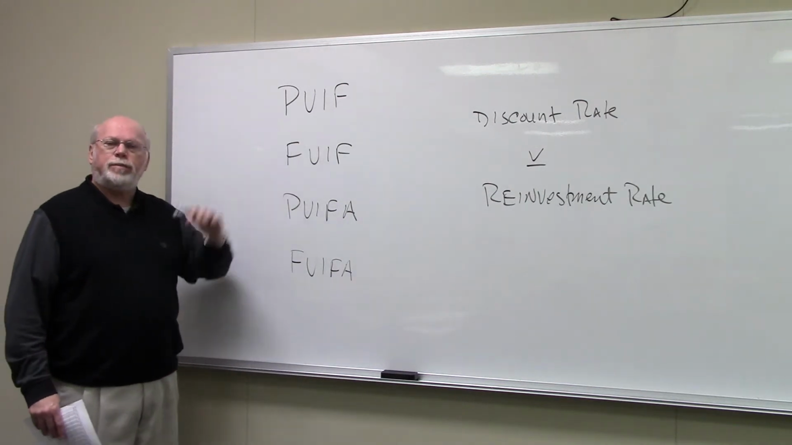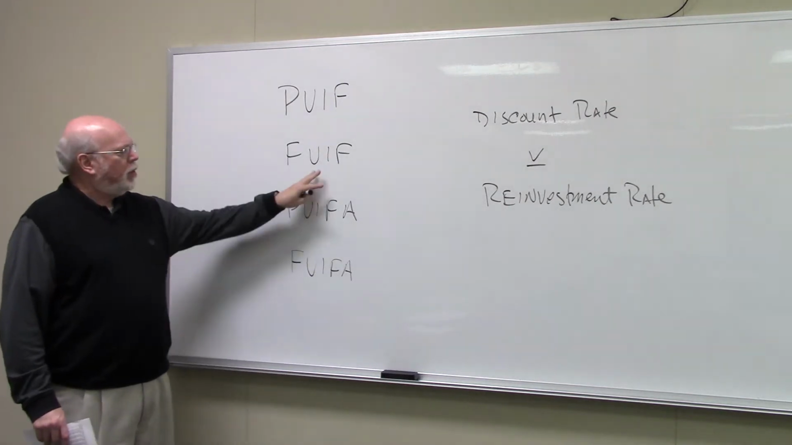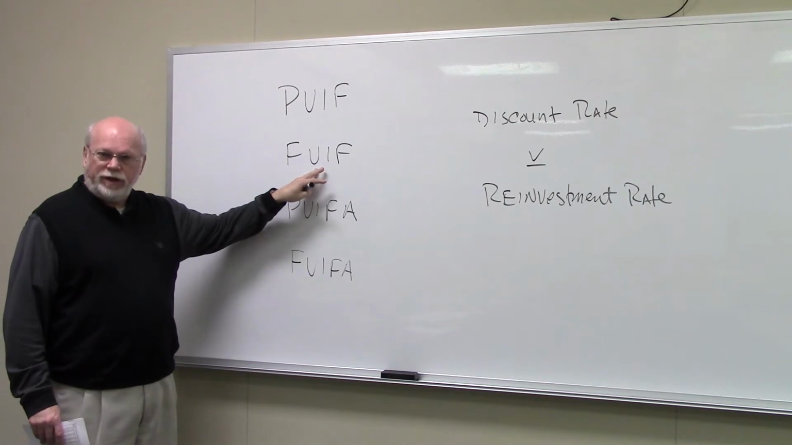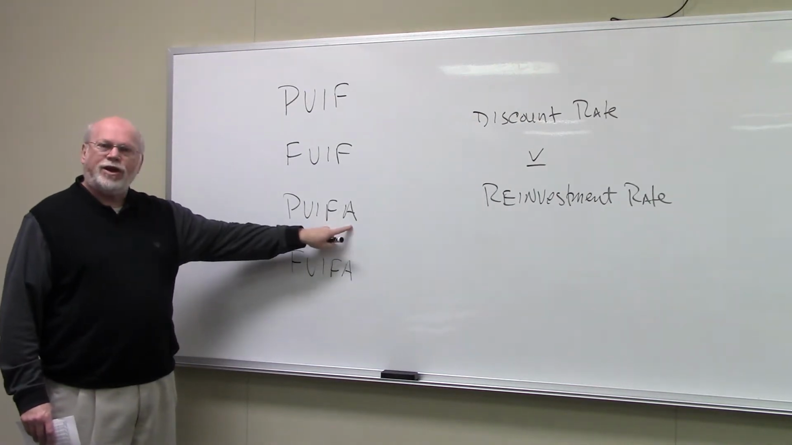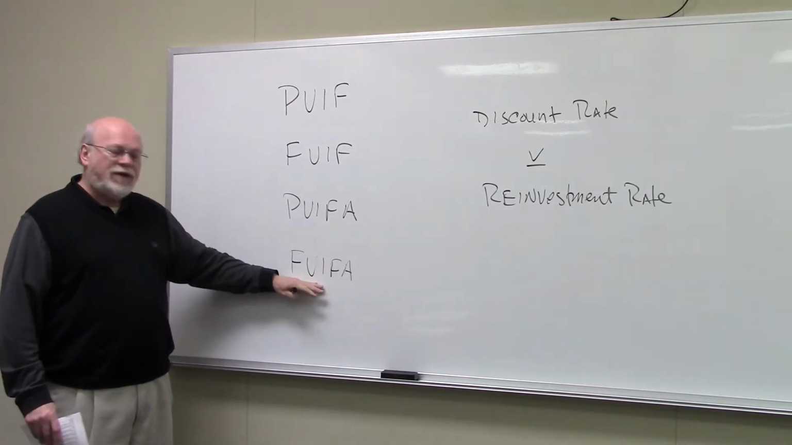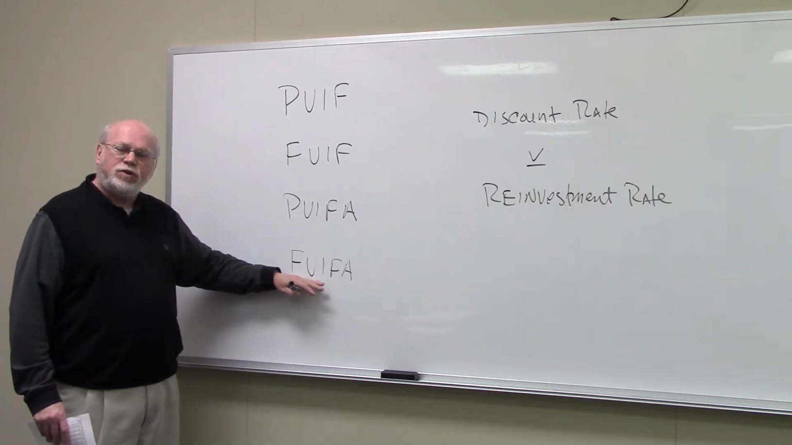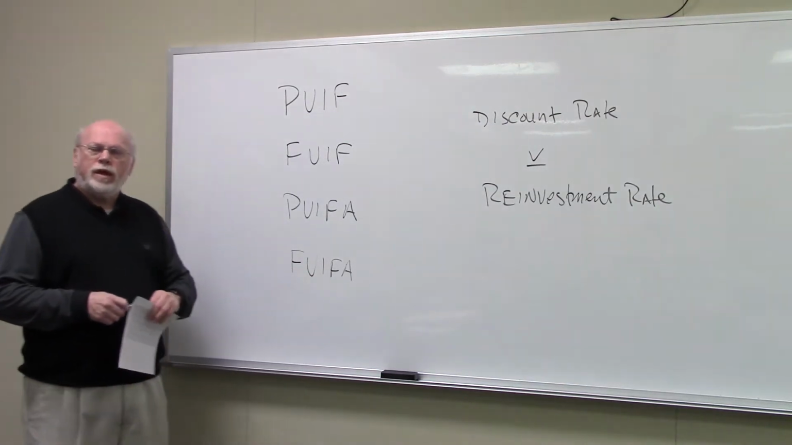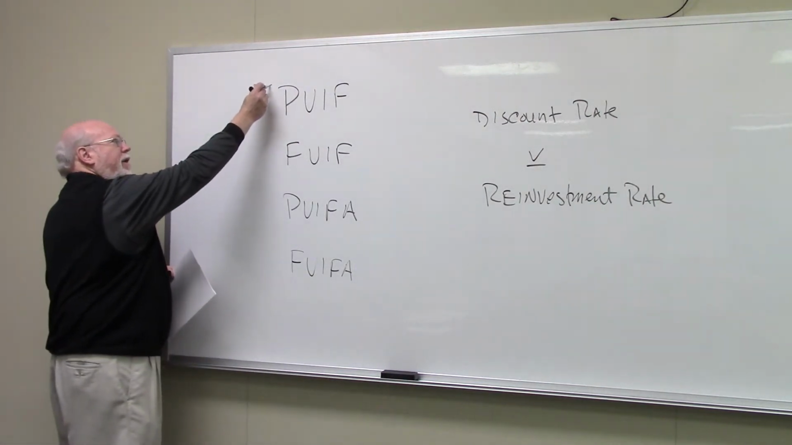There's one called the PVIF table, the present value interest factor table. We have an FVIF table, and this stands for future value interest factor. We have a PVIFA table, present value interest factor for an annuity. And we have an FVIFA table, right? And that's the future value interest factor for an annuity. Now, these are important things to understand and understand the layout of.